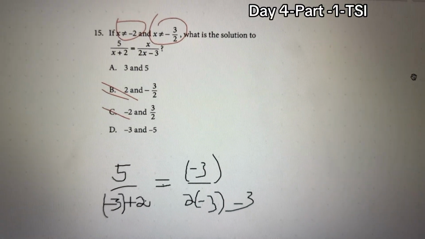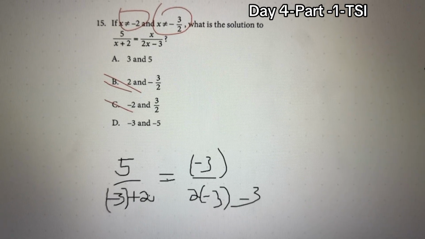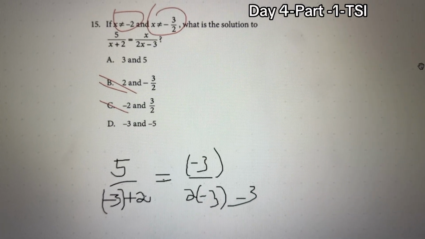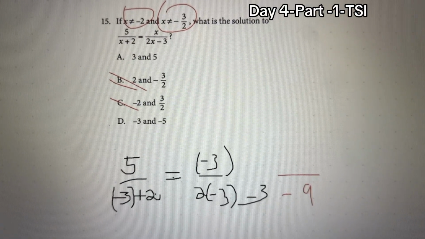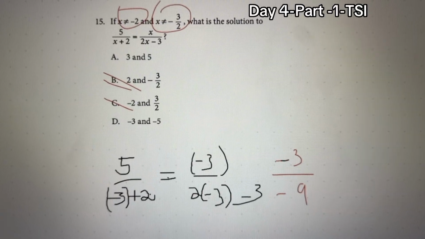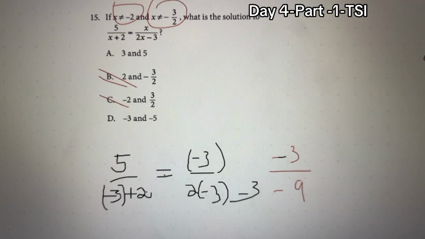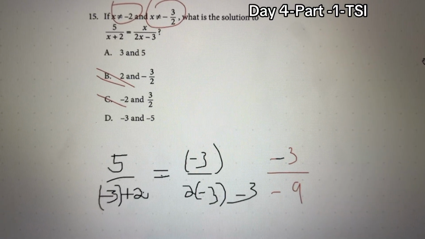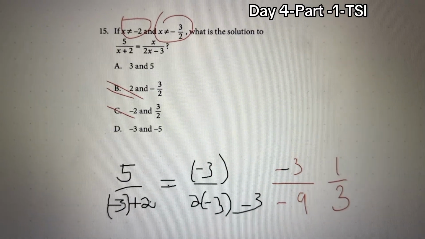Negative 6 minus 3 is going to be negative 9. So we have negative 9 in the denominator, and in the numerator we have just negative 3, right? A negative divided by a negative is going to be positive. That's going to be 1/3, because if you divide 9 by 3, it's 3. So that's 1/3 on the right hand side.